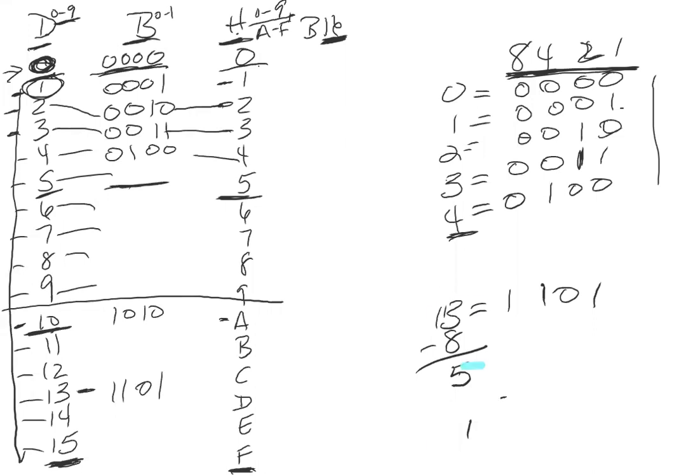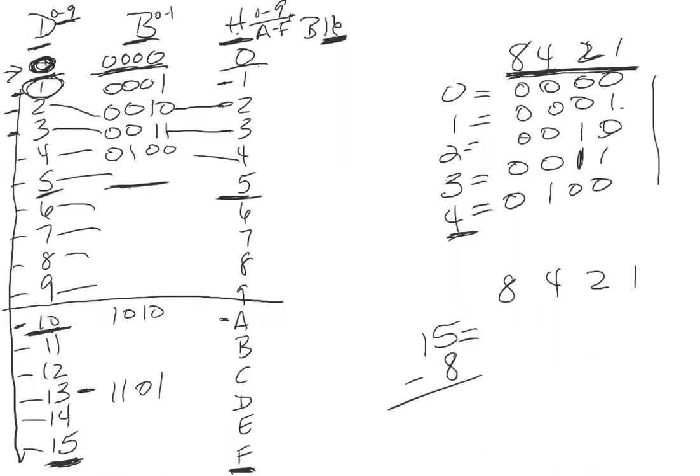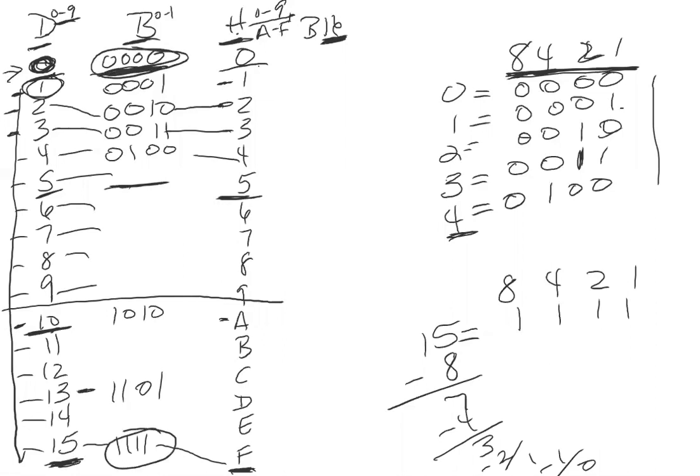Okay, let's go ahead and try the very last one. 15. Numbers 1, 2, 4, 8. 15, we can subtract 8. That leaves you at 7. So we put a 1 here. We can subtract 4, so we put a 1 here. We have 3 left. You can subtract 2. We have 1 left, and you subtract that to get 0. So that means that 15 in binary is F in hex. And notice how we started with all zeros at the very top, and then we ended with all ones.